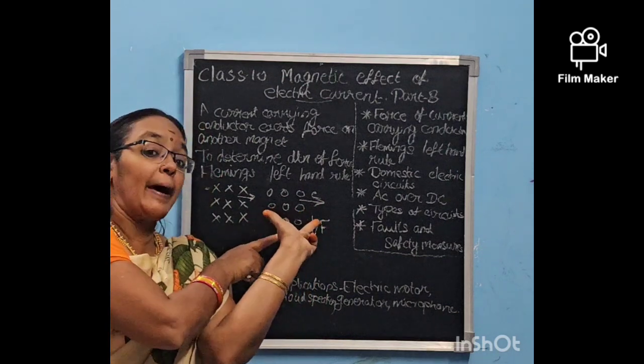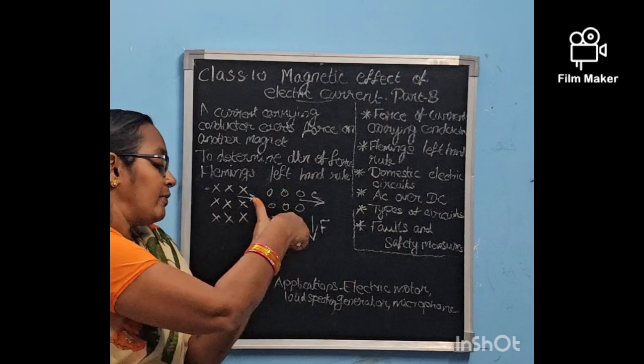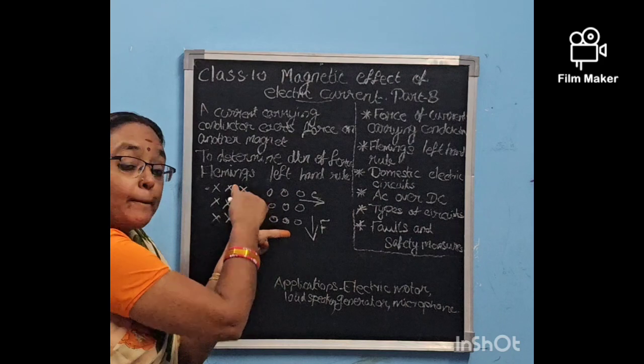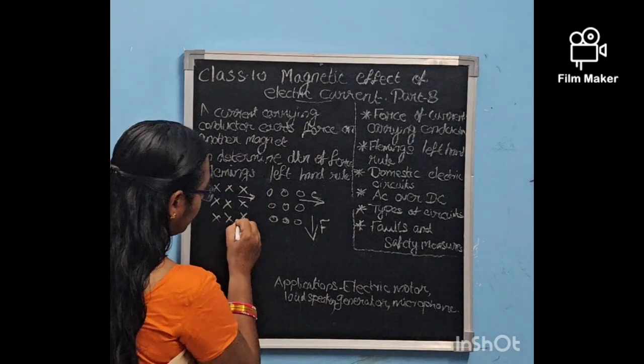Okay. If the magnetic field is in the backward direction and if the current is in this direction, what will be the force? The force will be showing upward. So upward will be the direction of force.